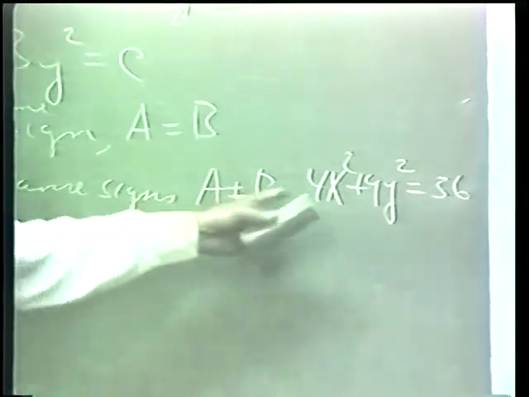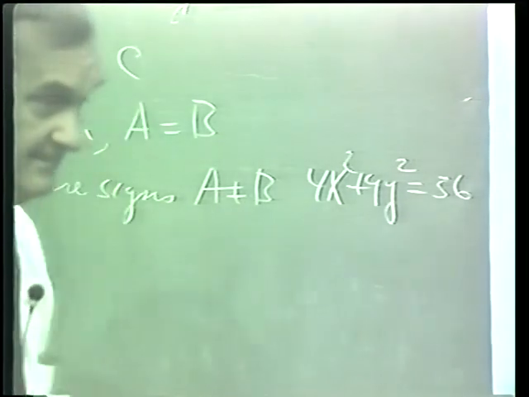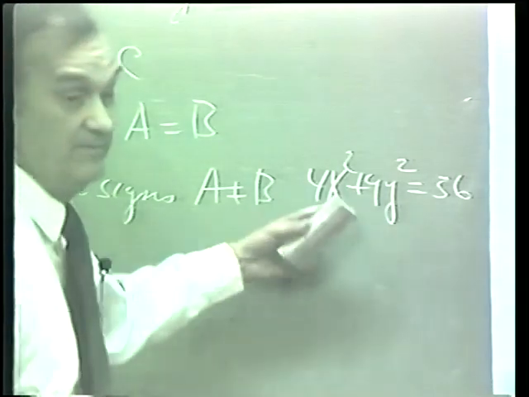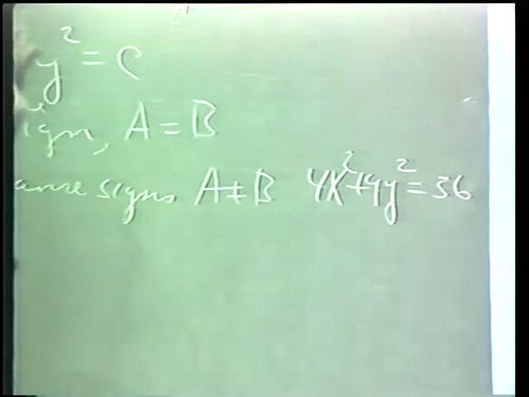Notice, A, B, and C have the same signs. But A does not equal B. The coefficient of x squared does not equal the coefficient of y squared. Is that 9y squared? Yeah, that's 9y squared.